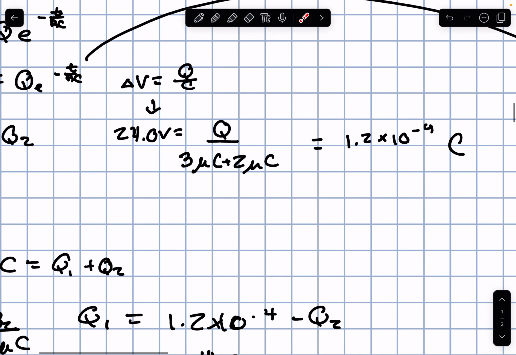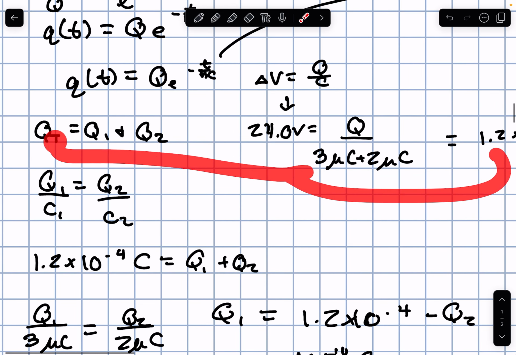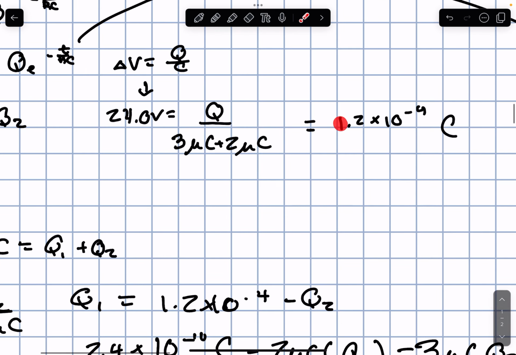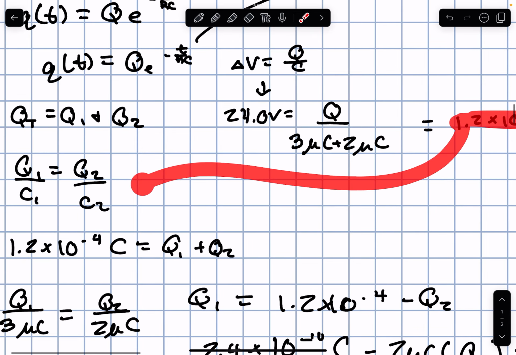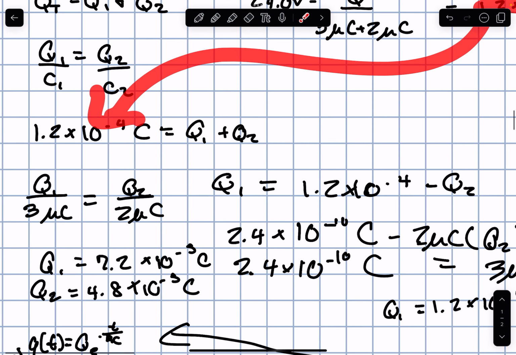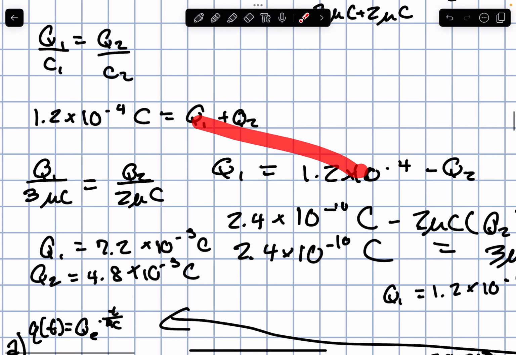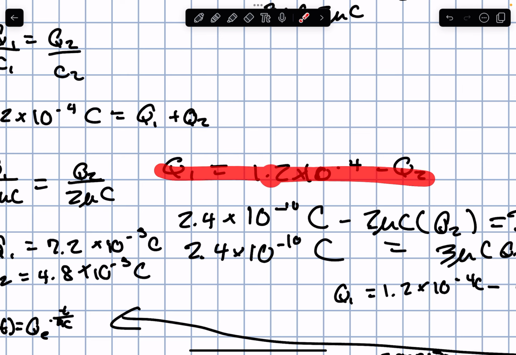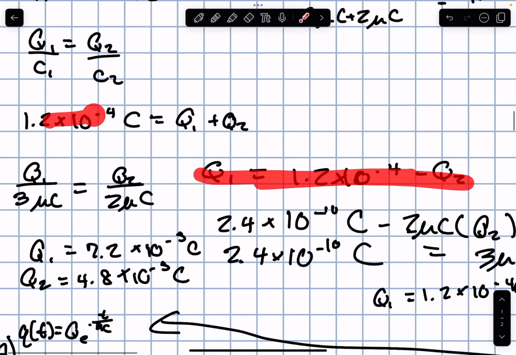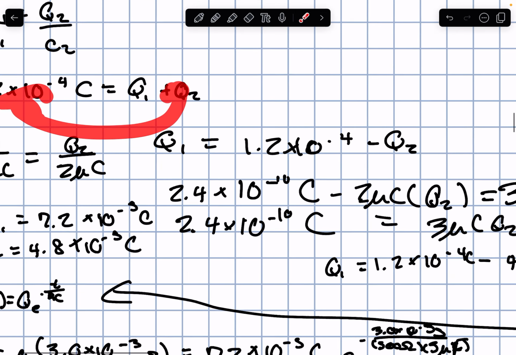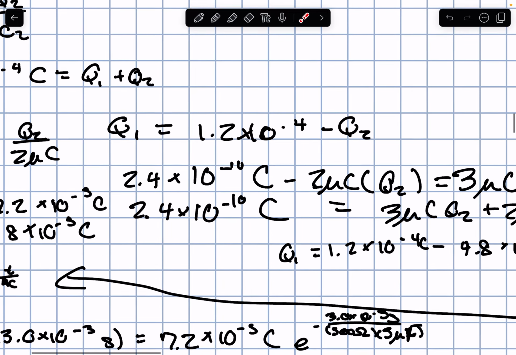And so, okay, we figured out our total charge, right? Now we're going to put this into over here. So to figure this out, Q1, I did it to the side again, I'm sorry, this is so messy. Q1 equals 1.2 times 10 to the negative 4th coulombs minus Q2, subtract from both sides. You know how it is.